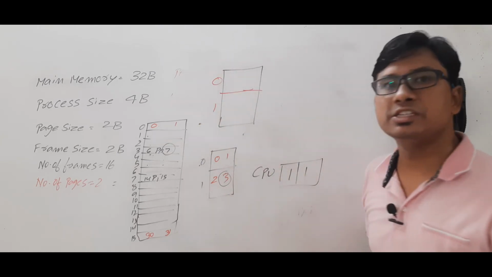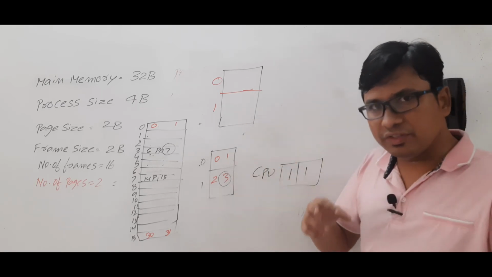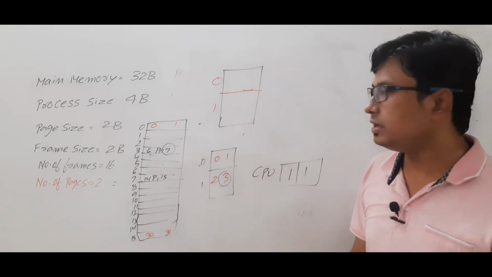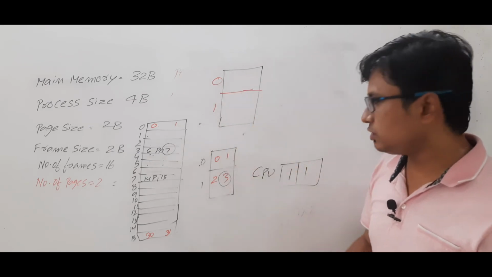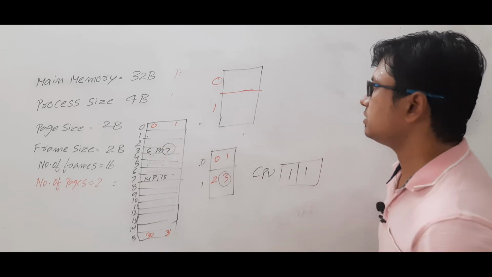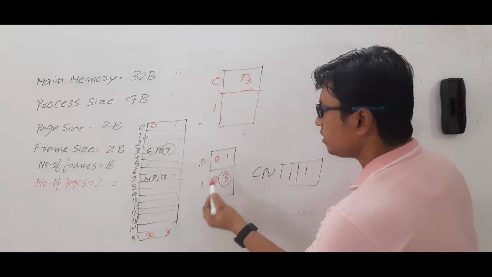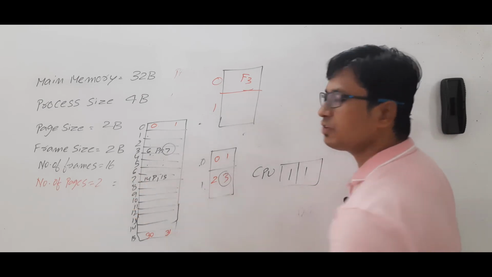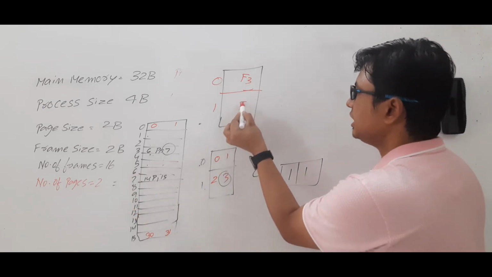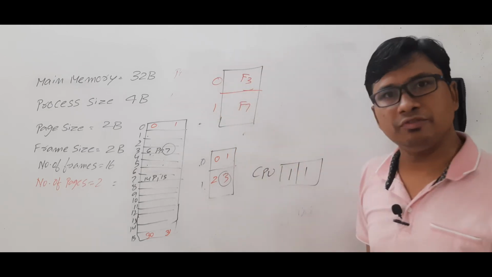Now what will this page table consist of? It will consist of several pieces of information. One of that information is the frame number. Meaning, page number 0 of this process, in which frame did you keep it? You kept it in frame number 3, so it will have frame number 3. Similarly, page number 1 of this process, in which frame did you keep it? In frame number 7. It will have several pieces of information, and out of that we will also have the frame number.